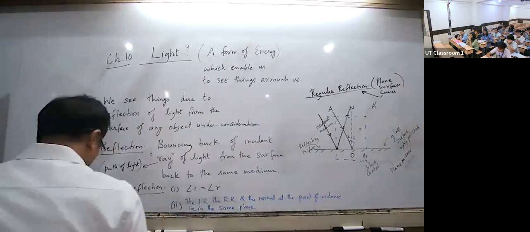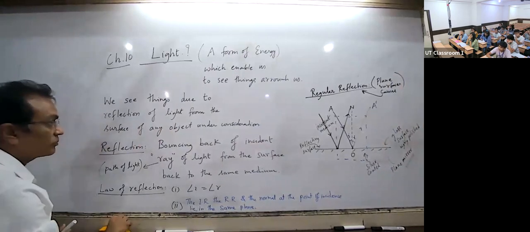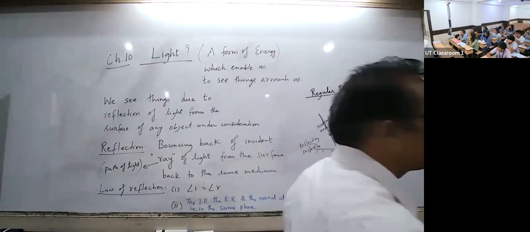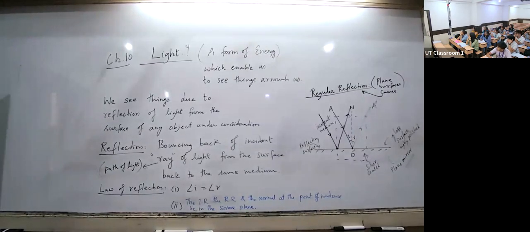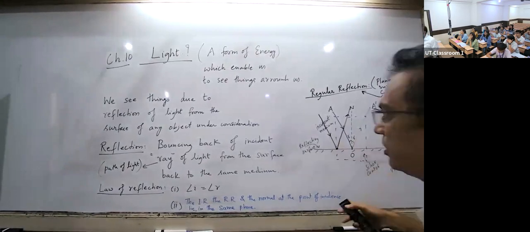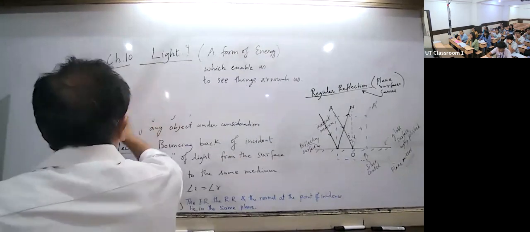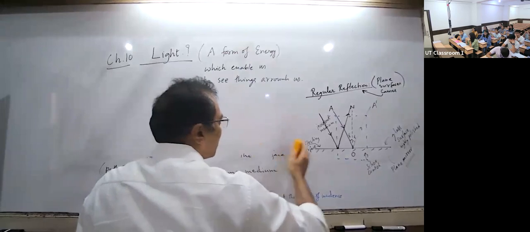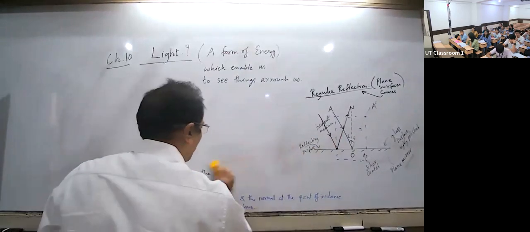Now let us understand what is irregular reflection. If you look at a wall, is it as smooth as glass? No. Because it has a lot of irregularity, it will not be even. So when the light is reflected by such surfaces, the reflected rays are not parallel to each other.